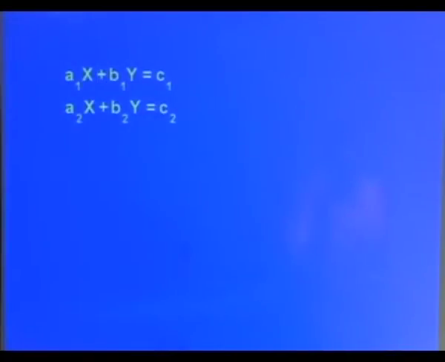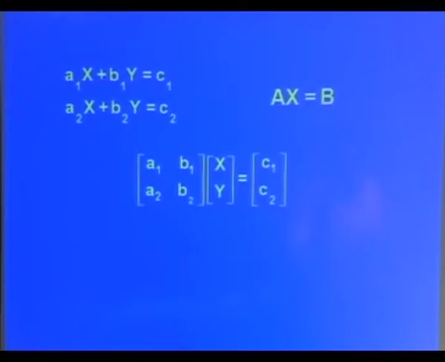To start with, we'll consider a system of two equations in two variables x and y. The two equations are a1x plus b1y is equal to c1, a2x plus b2y is equal to c2. These two equations can be written in the matrix form, as we have discussed in my earlier lectures, as Ax is equal to b, where A is a 2 by 2 matrix and xy is a column vector, while on the right hand side we have the column matrix c1, c2.